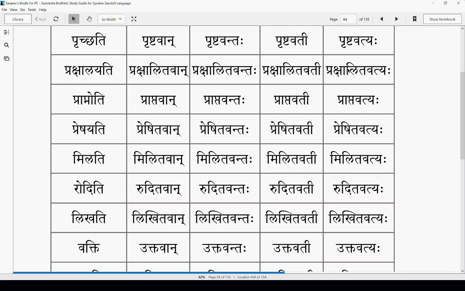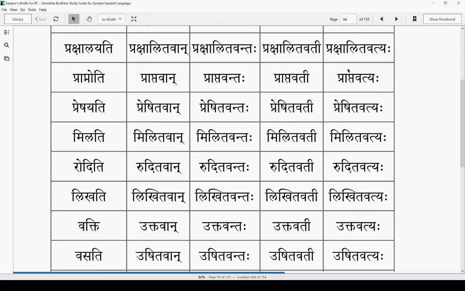Bhavan is obviously pullinga. Tvam can be again like aham, it could be pullinga or strilinga. Depending on that, you can use militavan, militavati, militavantaha, militavatyaha. Tvam militavan, tvam militavati. Both are depending on the lingam. Either can be used.